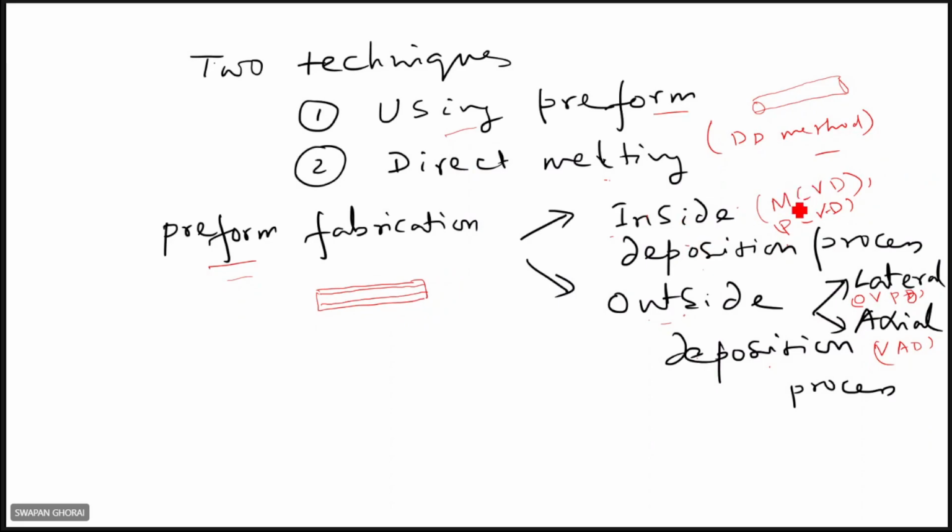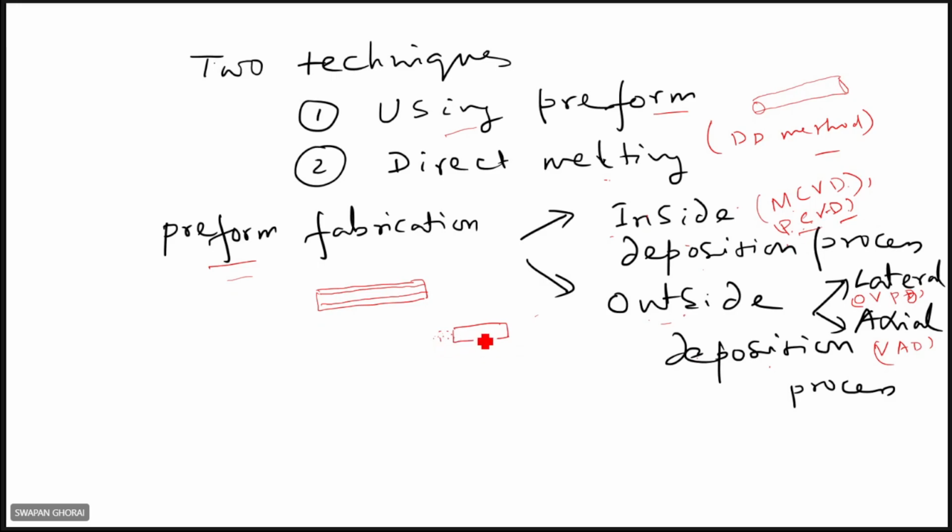What are the methods? The methods are the MCVD technique and the PCVD technique. I'll just show you what those techniques are: the modified chemical vapor deposition technique, and the plasma activated chemical vapor deposition technique. MCVD method, PCVD method. These are the inside deposition processes. Well, the deposition can also be outside the rod. In that case, the solid glass rod will be there, and at the outside of this glass rod, deposition occurs.